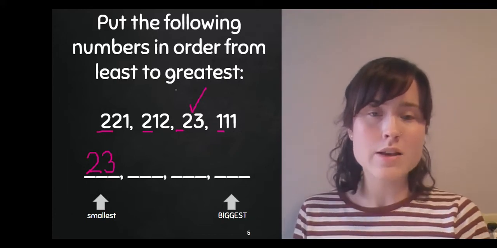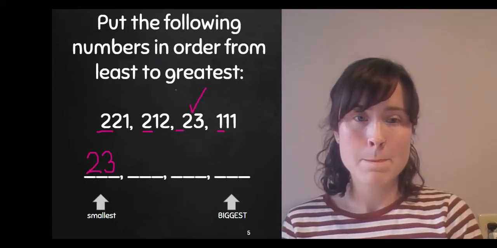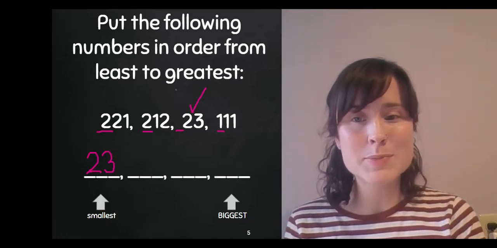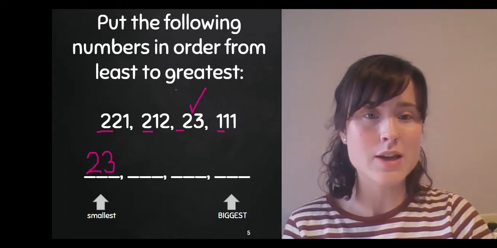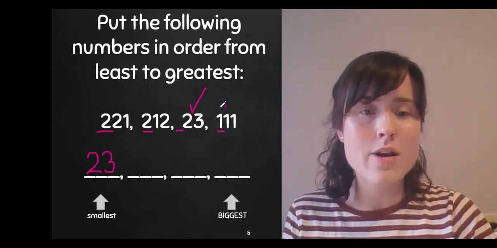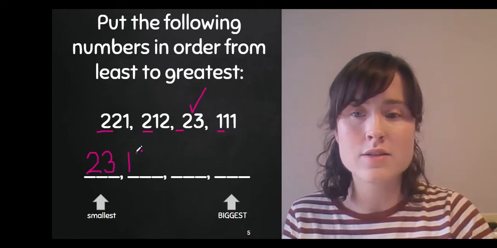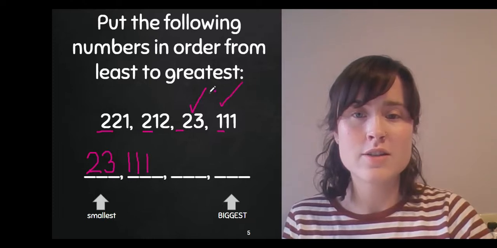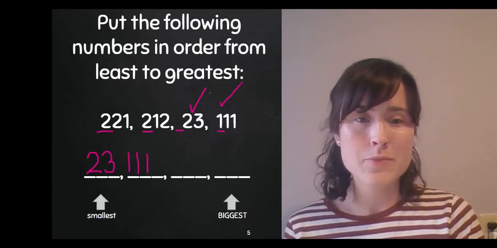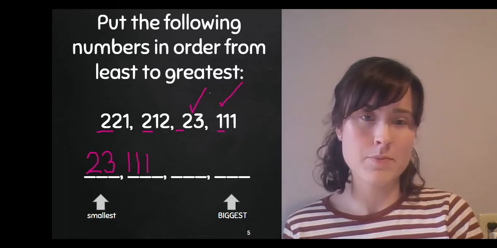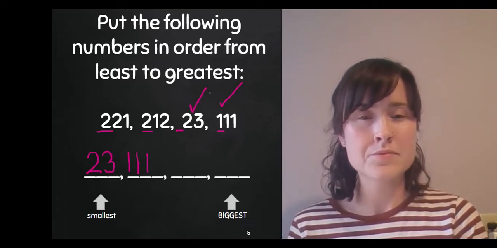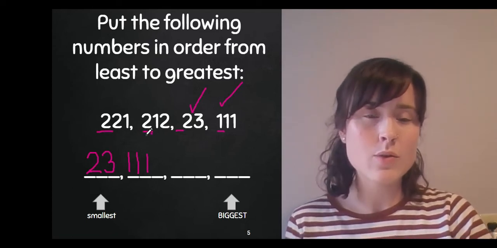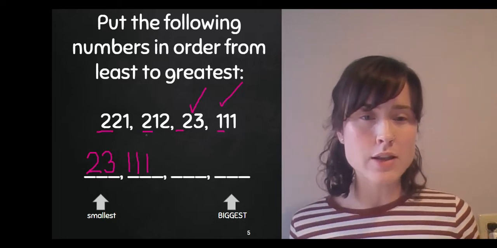Okay, what's the next smallest or the next least number? Good. I'm looking at my hundreds places and I see that one of these numbers only has 100. So I know that 111 comes next. And check. Okay. What's the next least number? I noticed that both of these numbers have 2 in the hundreds place. Where should I look next to decide which is smaller?